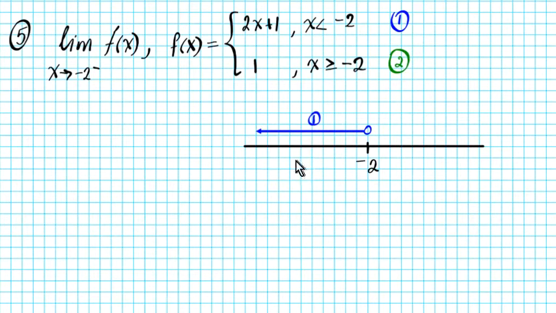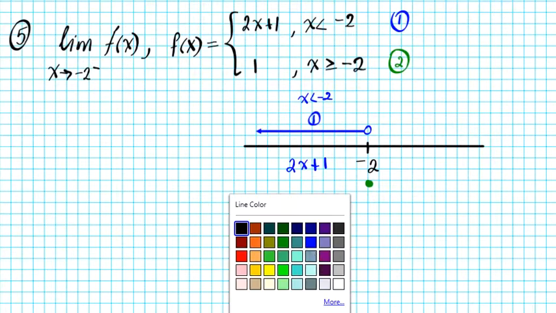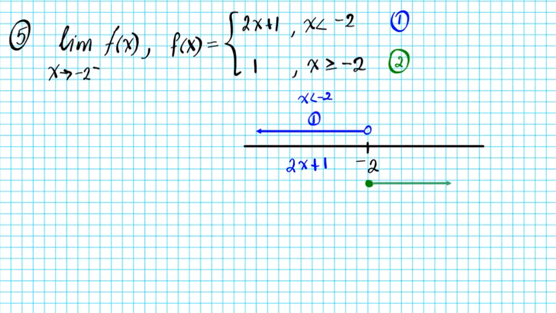So for x less than negative 2, we're looking at 2x plus 1. That's what's active here. And then on the other side, we have greater than or equal to. So that's a closed circle. If you're on the point or anything to the right of that point, you have the second one active. So this is region 2, interval 2, where x is greater than or equal to negative 2. And the function that's active here is 1.